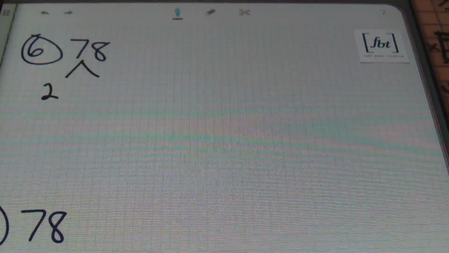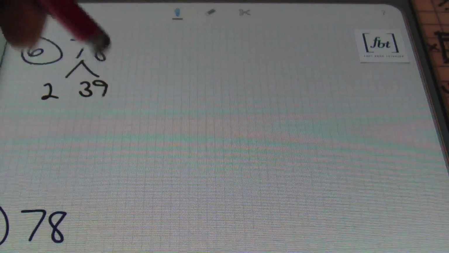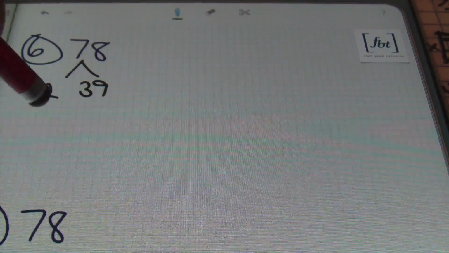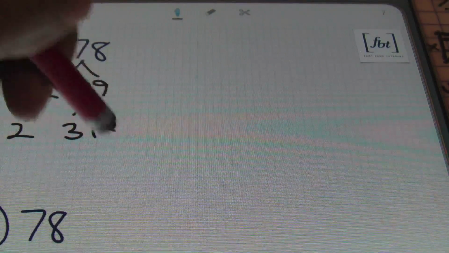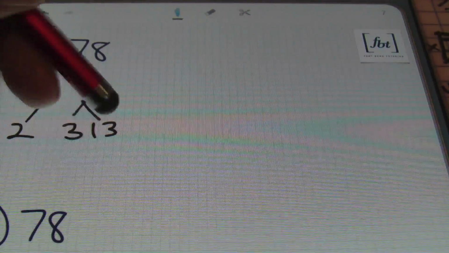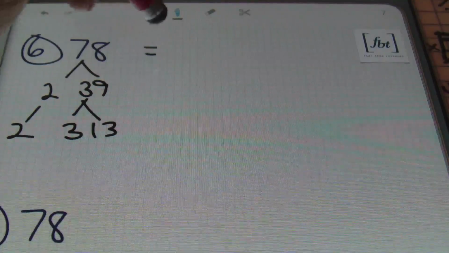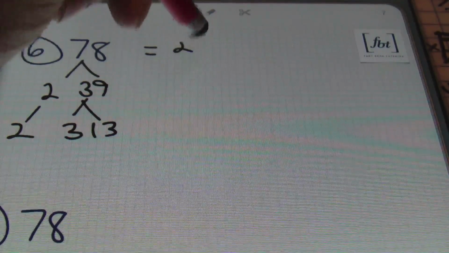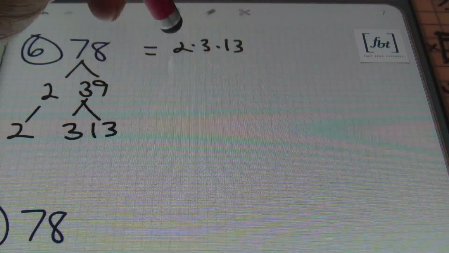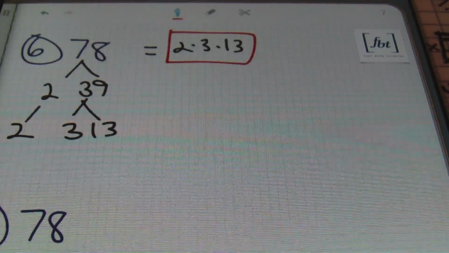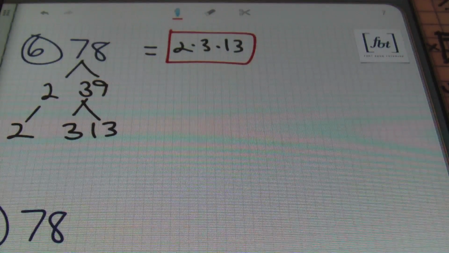All right, much better. 2 times 39. Bring down the 2. Your 39 can be broken up into 3 times 13. There's your prime factorization right there. So 78, its prime factorization is 2 times 3 times 13. Red box in it. Done. That's the prime factorization for 78.